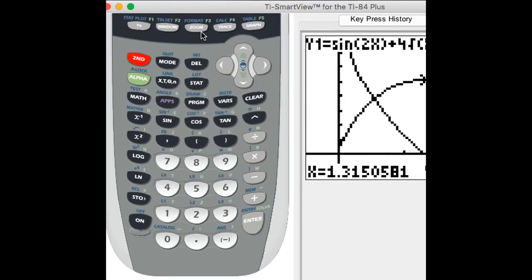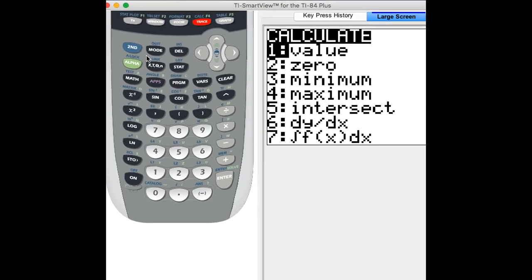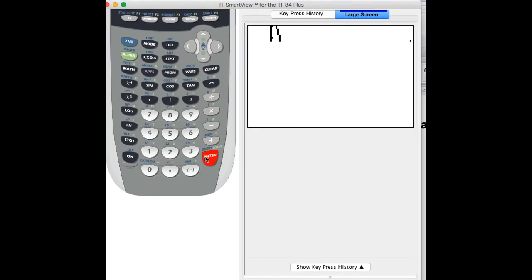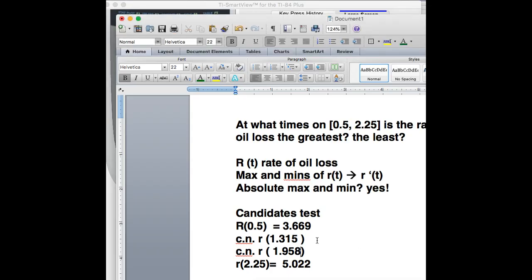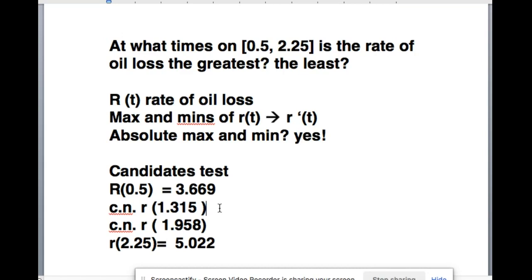And then I'm going to do that same thing again. I'm going to get the value, enter. X equals alpha B, enter. And make sure your cursor is on the correct graph. And then here I see the value for that critical number. It's 4.897. Remember, I only need 3 decimal places. So we come over here and enter those two. This one was 5.076. This one was 4.897.